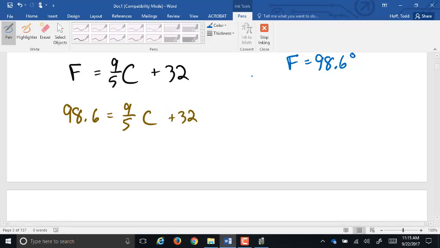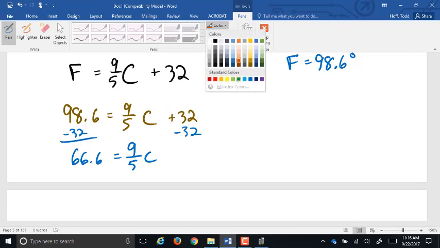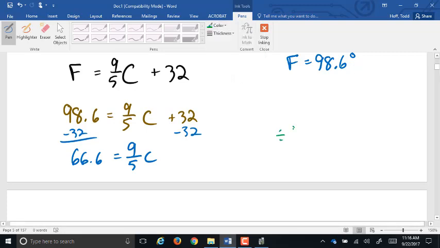Let's take a look. This one's a little tricky because I decided to be mean and combine decimals and fractions together in the same problem. To solve this, to get c by itself, we would subtract 32. So 66.6 equals 9/5 c. Okay. Yeah, dividing by 9/5 is the same as multiplying by 5/9, right?